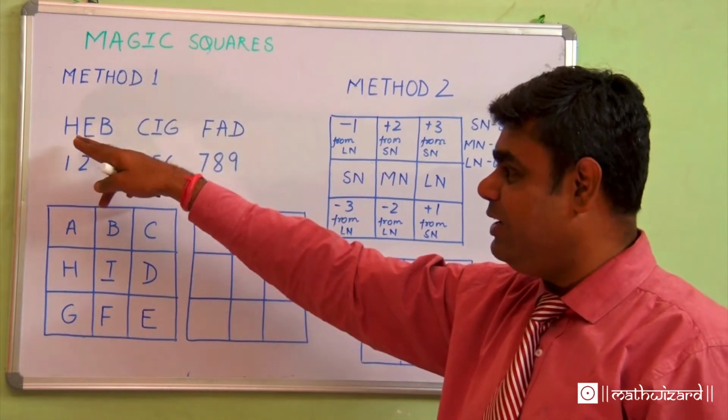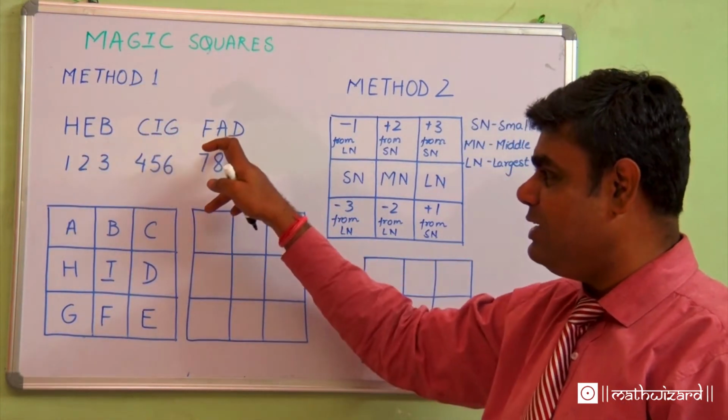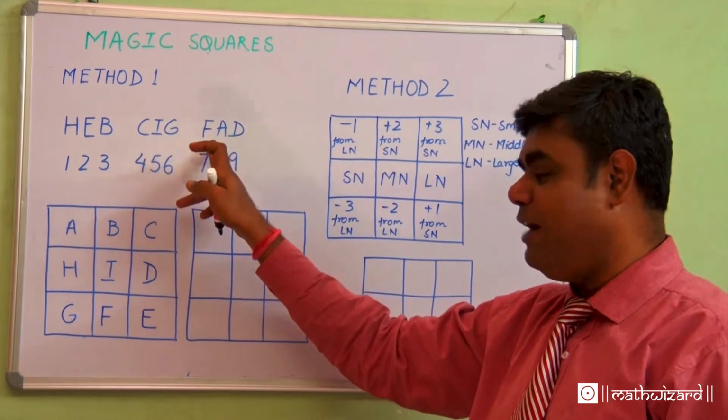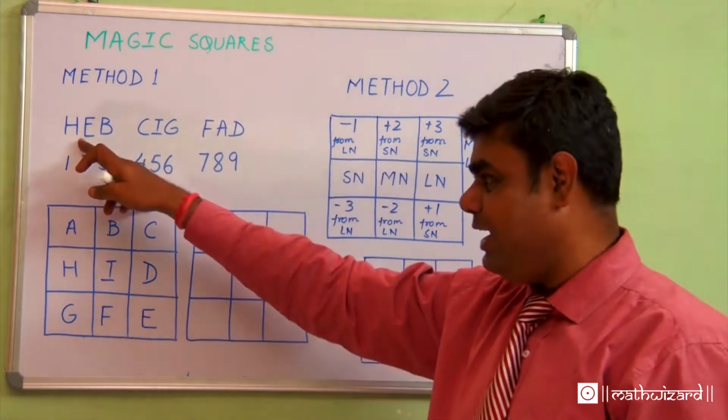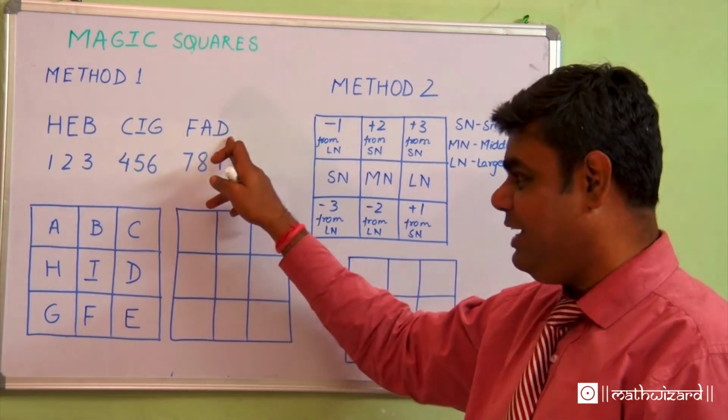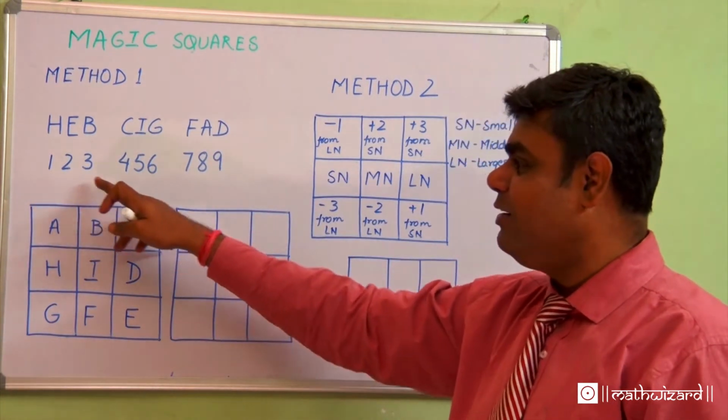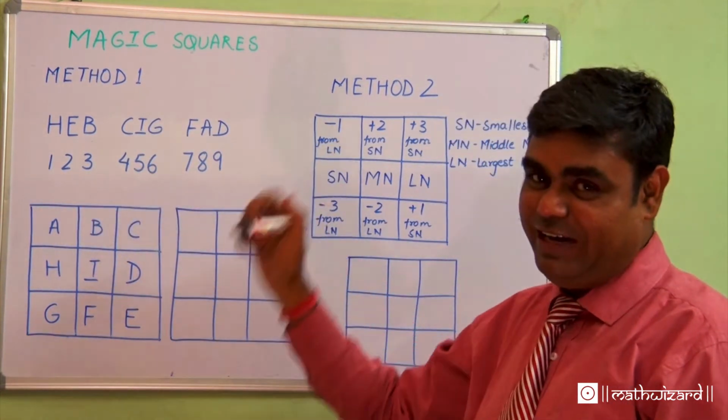The first method is very simple. If you remember this, HEB, SIG, FAD. Just remember this: HEBCIGFAD, and simply learn 1, 2, 3, 4, 5, 6, 7, 8, 9.